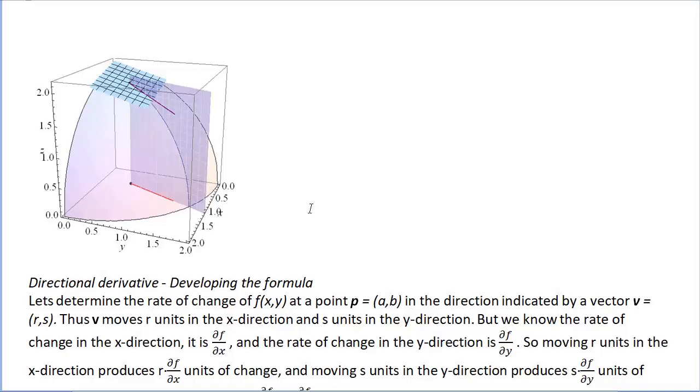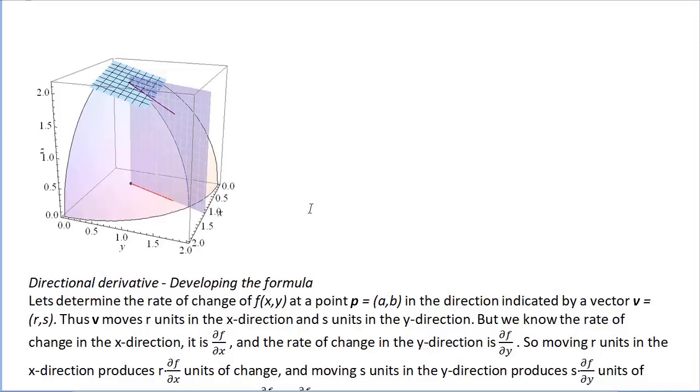So let's say we've got the function f of x, y, and we're starting at the point P, which is (a, b), and we're going to head off in the direction indicated by the vector v, which I'm going to call (r, s). So as we displace along v, first of all, we know that we're going to move r units in the x direction and s units in the y direction.